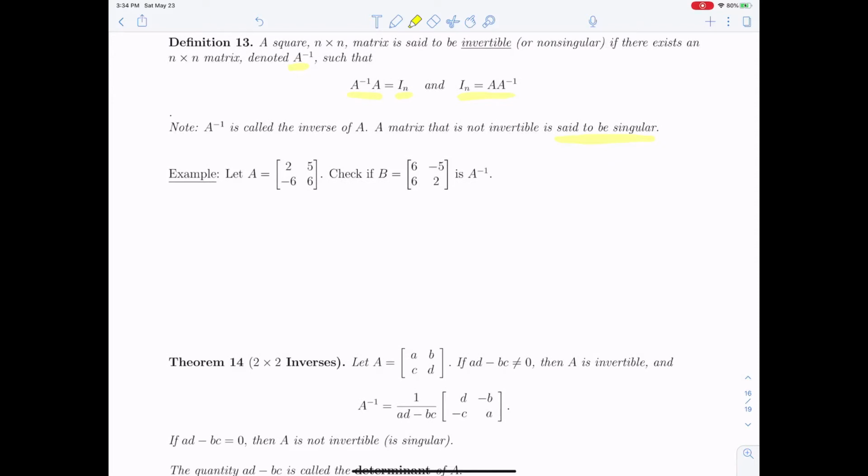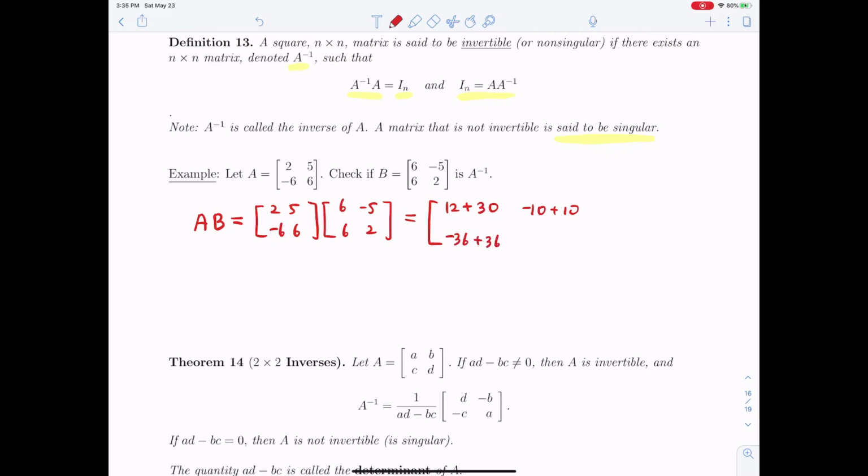So let's check whether B is the inverse matrix of the given matrix A. If you multiply these two matrices, AB, then this equals 2, 5, negative 6, 6 times 6, negative 5, 6, 2, which is 2 times 6 is 12, plus 30, minus 10, plus 10, and negative 36, plus 36, and 30, plus 12. This will give you 42, 0, 0, 42.